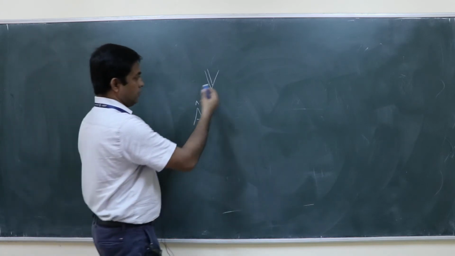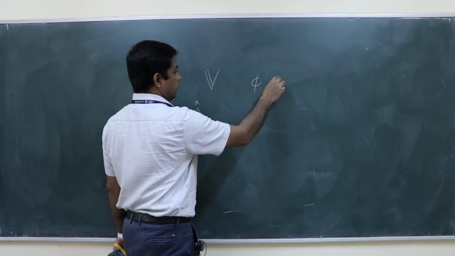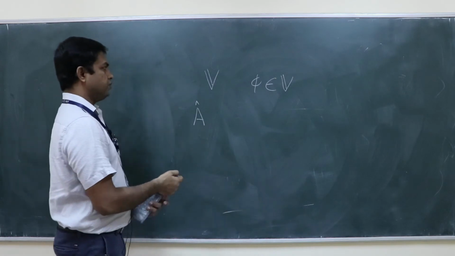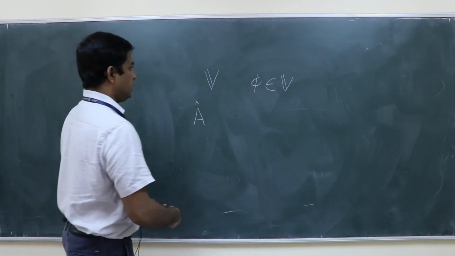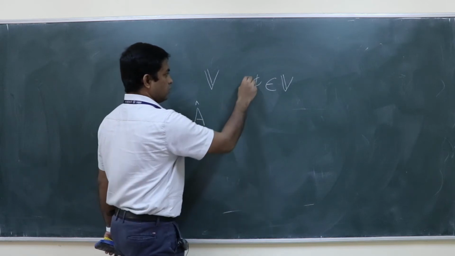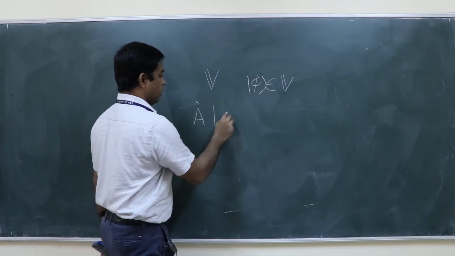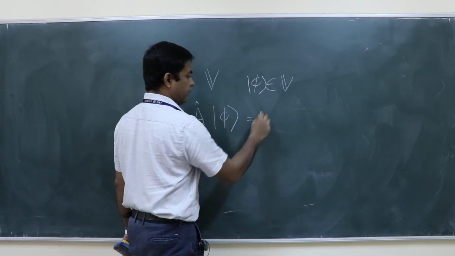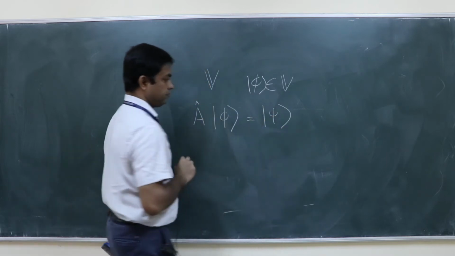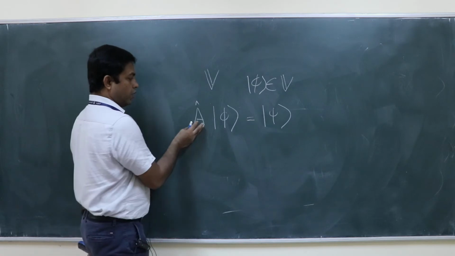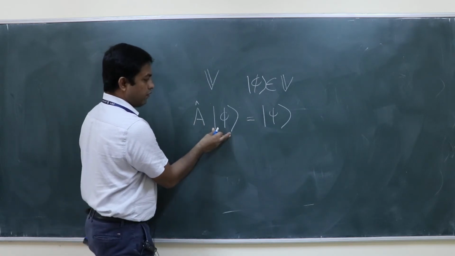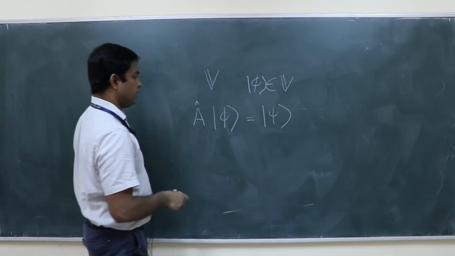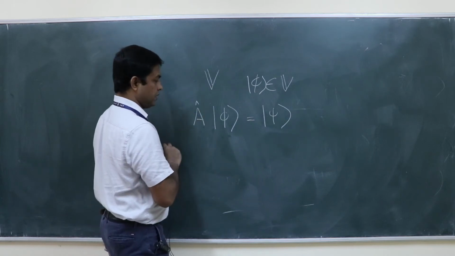So you take any vector in this vector space, any element of that vector space. If you act this operator on any vector in that space, in general you get some other vector psi. So an operator acting on a vector will give you another vector. This is what basically an operator is, in general.